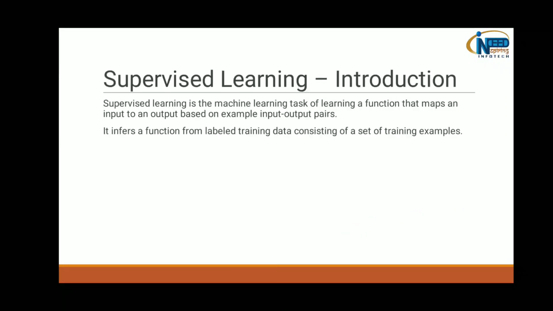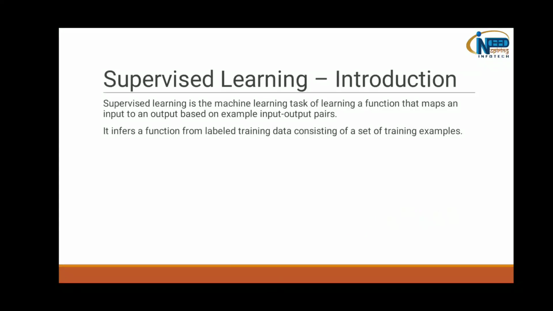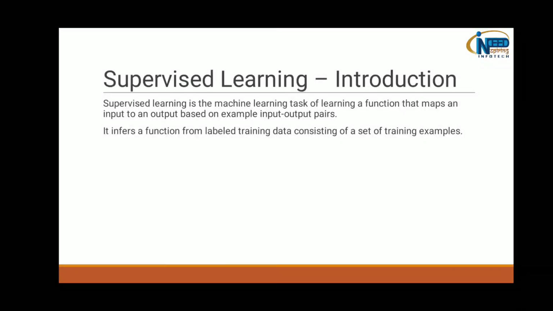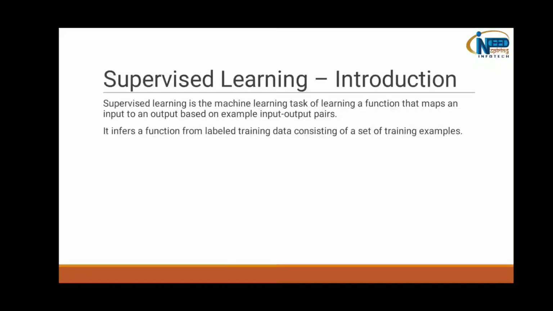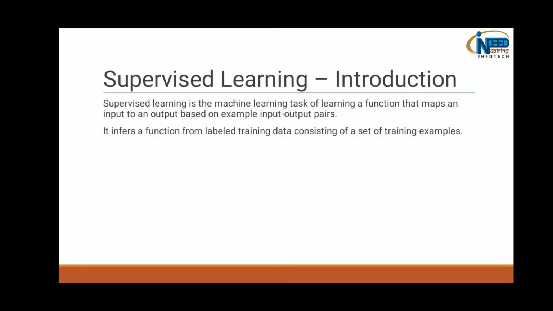Starting with the introduction, I will read out to you the definition of supervised learning. Supervised learning is the machine learning task of learning a function that maps an input to an output based on example input-output pairs. It infers a function from labeled training data consisting of a set of training examples. So here we know that we only deal with labeled training data in supervised learning.